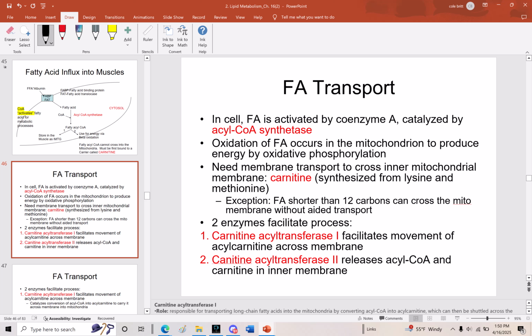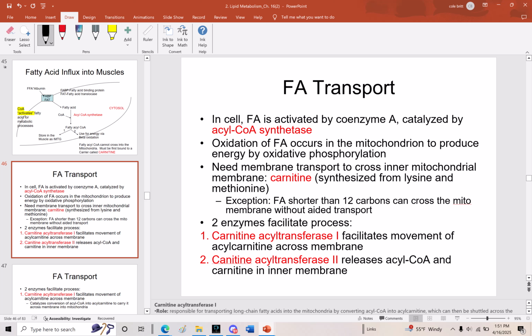So carnitine acyl transferase 1 and carnitine acyl transferase 2. Remember, there are two membranes for the mitochondria, for the electron transport chain and all that stuff. So you have to move it first through the first membrane. That's going to be the carnitine acyl transferase 1. And then to get it into the inside, the very middle of the mitochondria, you have to pass it through another membrane. And that's going to require, I just see a misspelling here, carnitine, not canitine, carnitine acyl transferase 2.